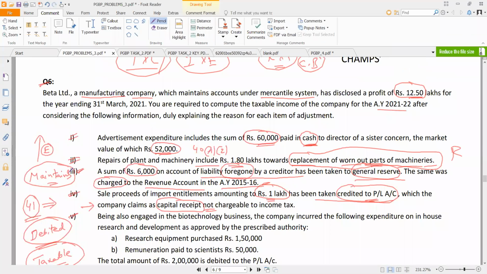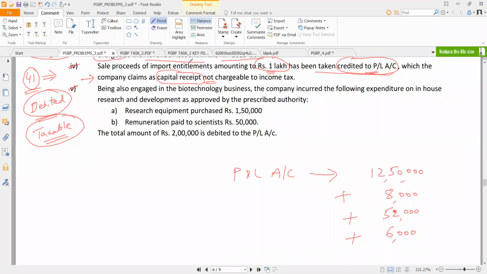Then point number 5. Being also engaged in the biotechnology business, the company incurred the following expenditure on in-house research and development as approved by the prescribed authority. Research equipment purchased 1,50,000, which is a capital expenditure. Remuneration paid to scientists, which is a revenue expenditure. Total amount of 2 lakhs rupees is debited to the P&L account.